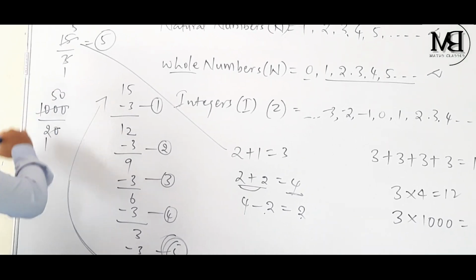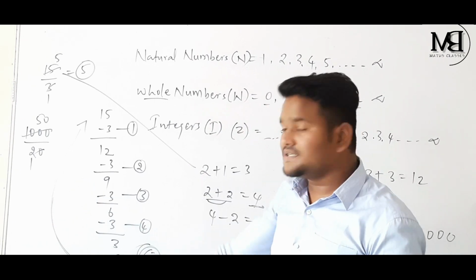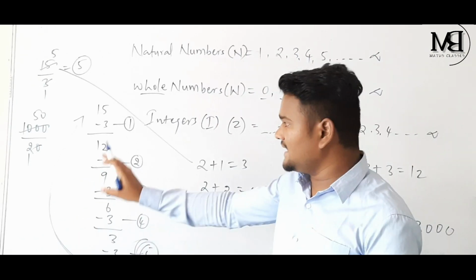50 20's are 1000. There are 50 20's in 1000.